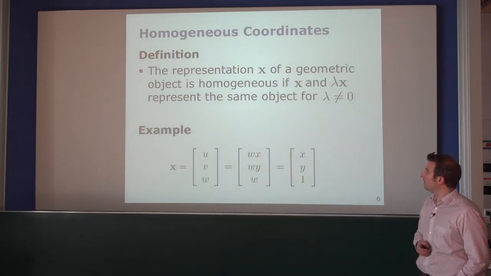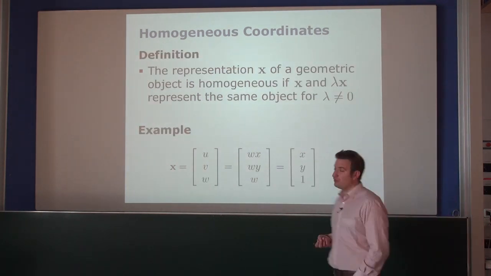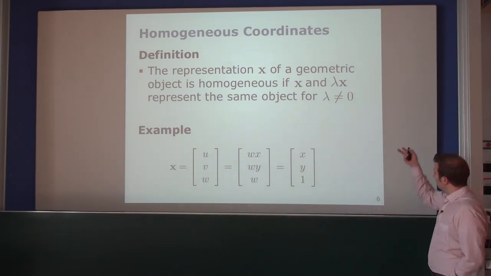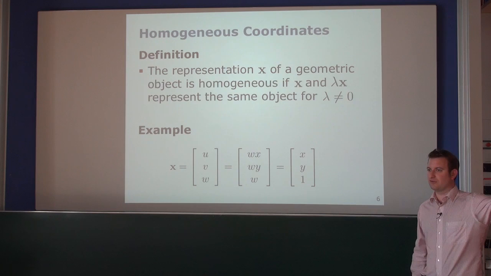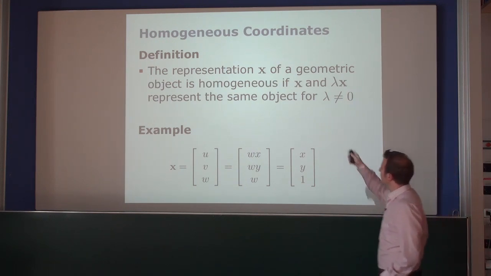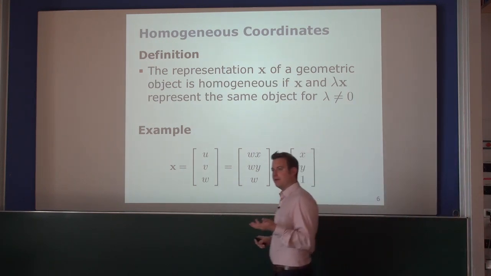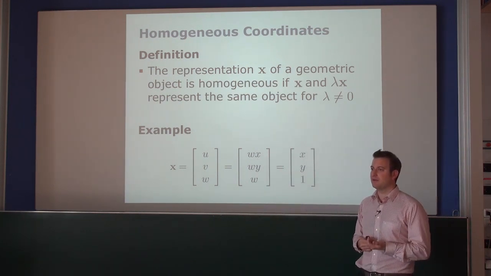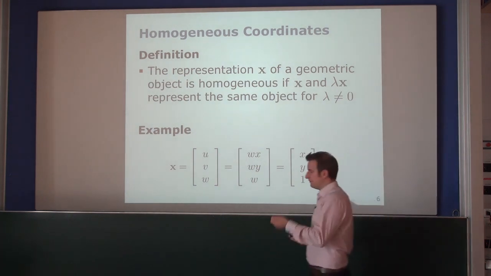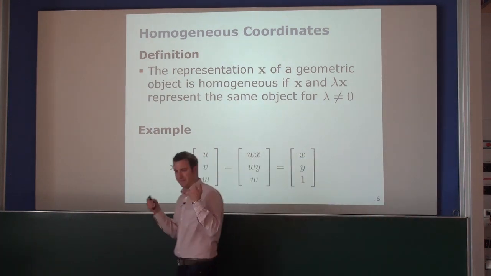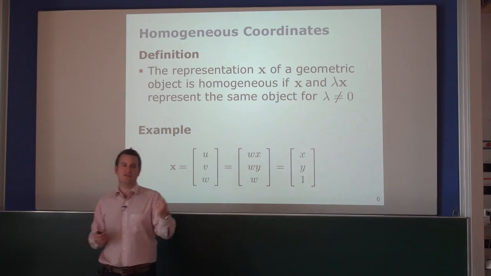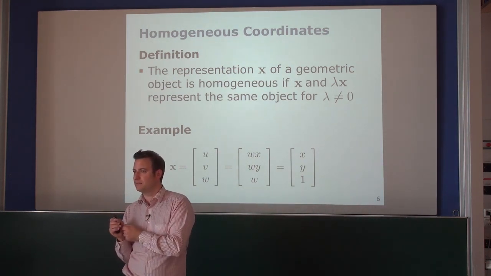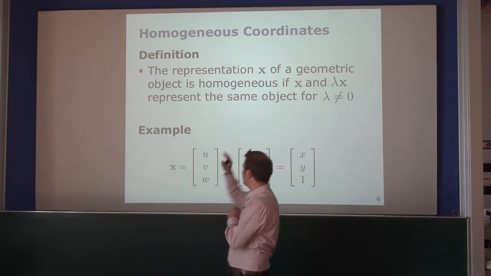Okay, let's go a bit more concrete. What is a homogeneous coordinate? The representation of x of a geometric object, let's say just a point for now, is homogeneous if x and a scalar factor, lambda, multiplied with x, represent the same object, given that lambda is not zero. So we have some vector x, and x as well as any scalar multiplied with x should be exactly the same object. So that's just the definition.